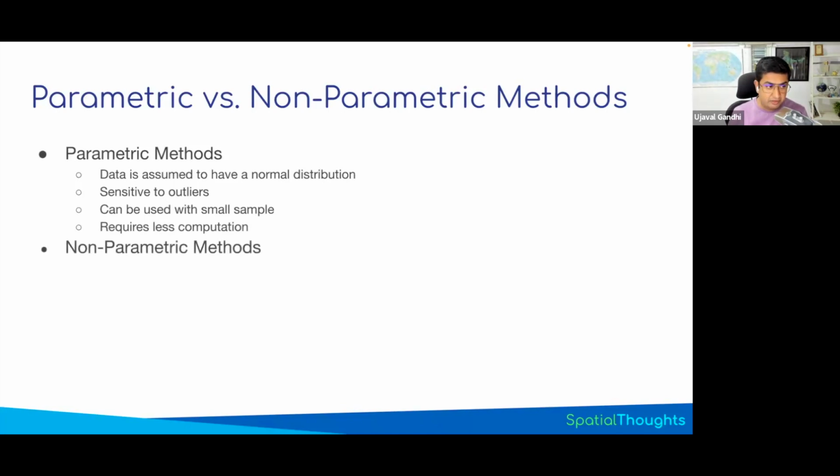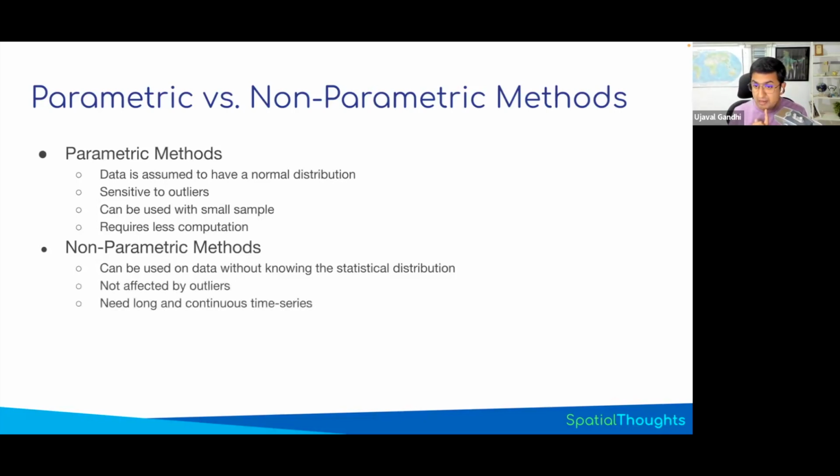On the opposite side, non-parametric methods assume no distribution. You can just use them on any kind of distribution. You don't need to have any knowledge of that. They are also more robust against outliers. But on the contrary, you need a long time series. If you have a very short time series, these methods are not very robust.